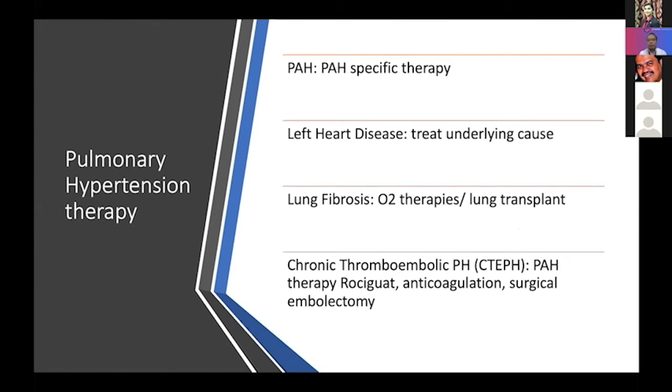And if you have chronic thromboembolic pulmonary hypertension, we have a pulmonary arterial hypertension specific therapy, which is Riociguat, which can be used to treat chronic thromboembolic hypertension. We have to put the patient on anticoagulation, and surgical embolectomy, which offers cure in this cause of pulmonary hypertension.